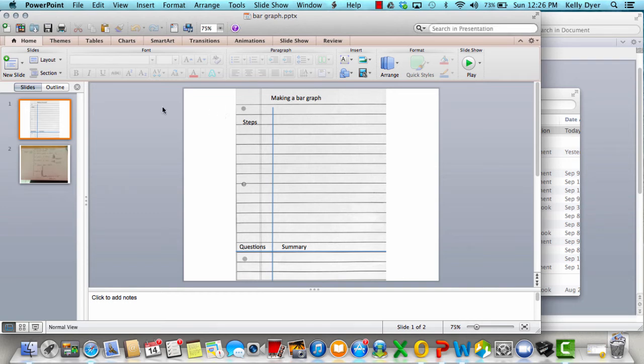So we're going to be making bar graphs soon. So I'm going to walk you through the steps of how to make a bar graph. That way when we start working with it in class, you'll be familiar with it. Go ahead and pause the video and set your notes up with the title of making a bar graph.